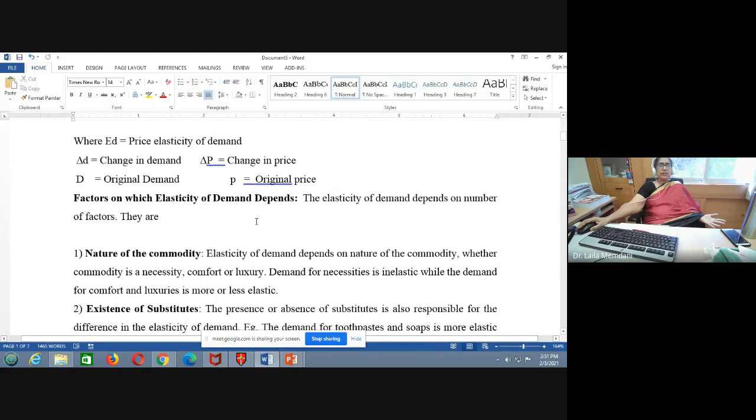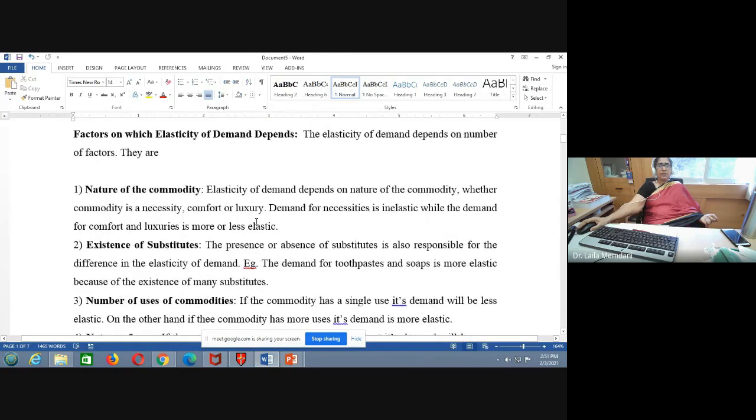Now, we had discussed the factors which influence demand, that is, the determinants of demand. In the same way, we have to study the factors on which elasticity of demand depends. These factors are the nature of the commodity, whether the commodity is a necessity, comfort, or luxury. Demand for necessities is inelastic, so a change in price doesn't affect demand much.